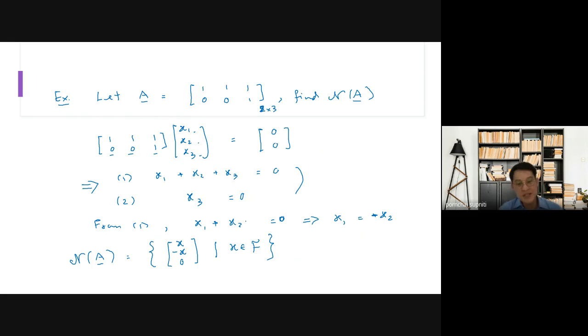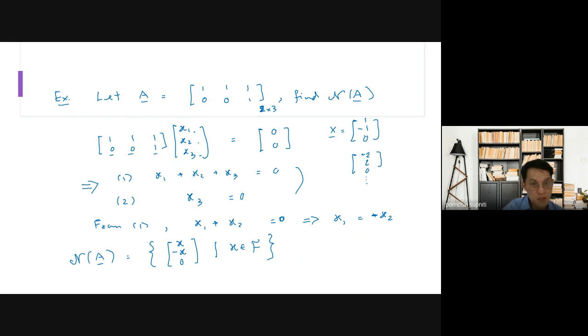So any vector that satisfies this condition, like (1, minus 1, 0), or (minus 2, 2, 0), and so on. When these vectors are multiplied with the matrix, you always get the zero vector. So these are all the elements in the vector space that satisfy Ax equal to 0, and we call it the null space.